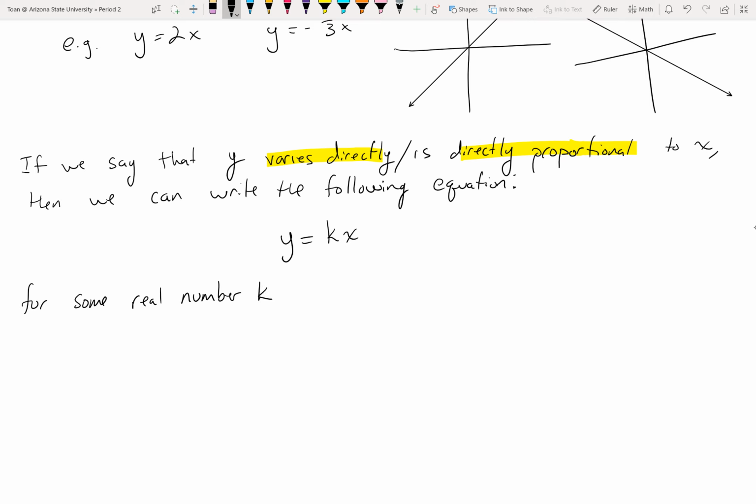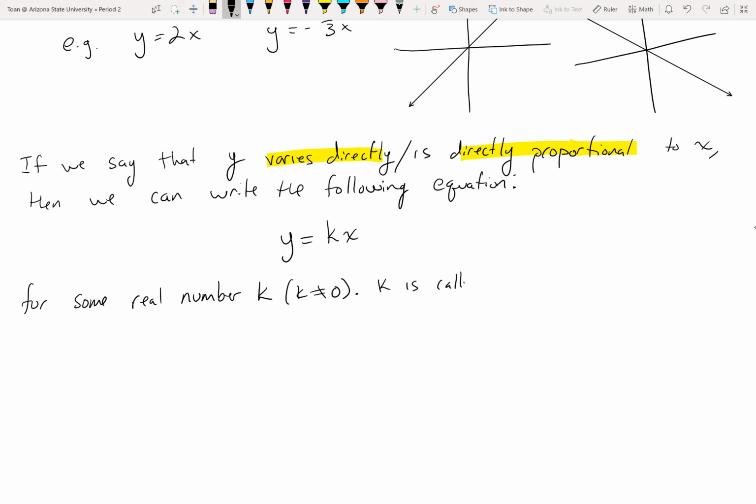So k is just a real number. It could be a 5, it could be a 3, it could be a negative 0.2. It doesn't matter. Well, actually, it does matter. It just can't be 0. Right? That's important, because if it equals 0, we don't have a proportion because anything times 0 is 0. Okay. You can sort of think of k as the slope, but since we're talking about proportional equations, it just gets its own special name.